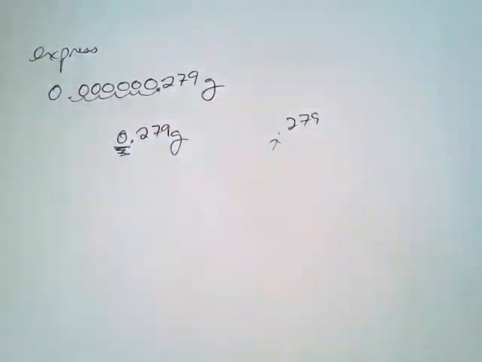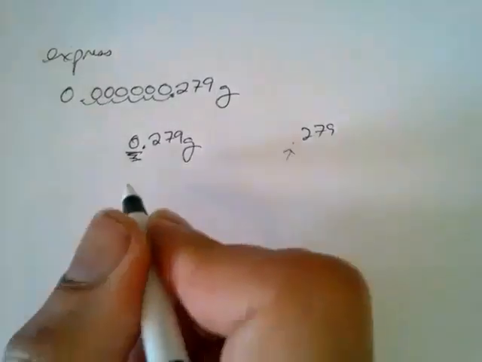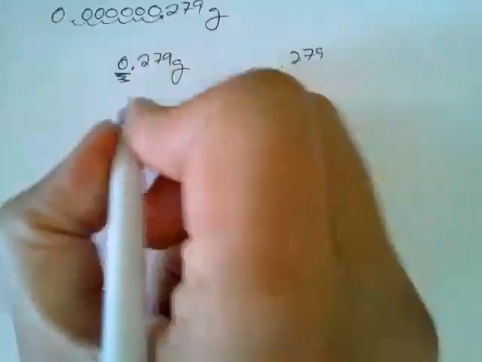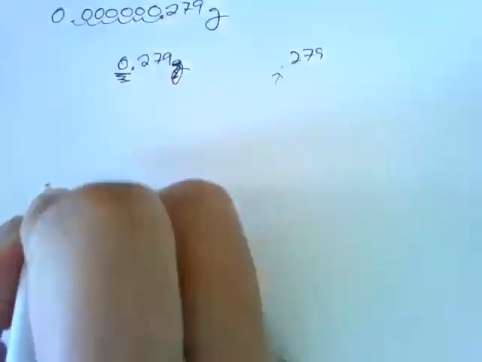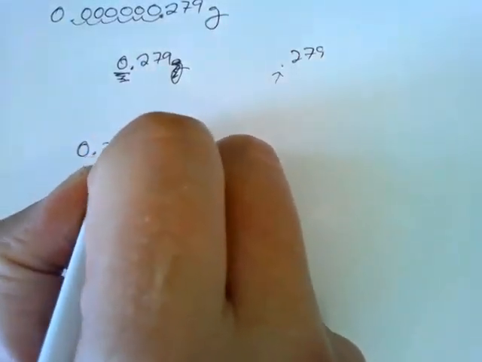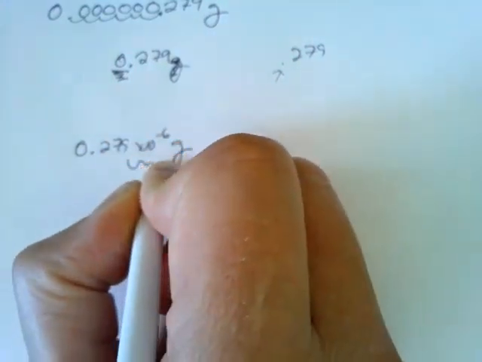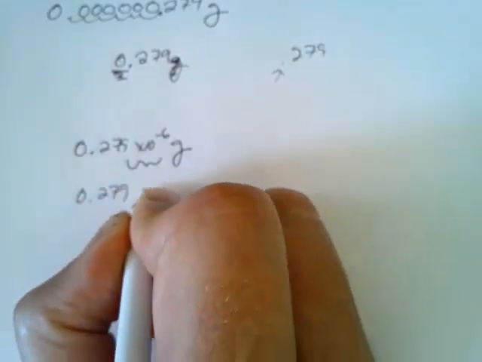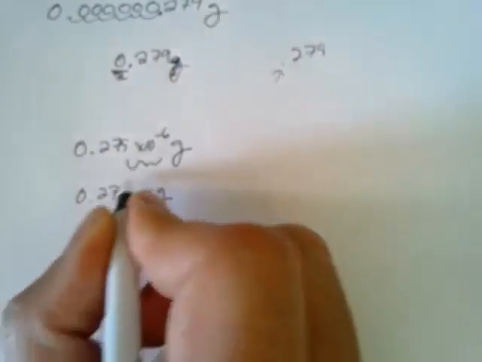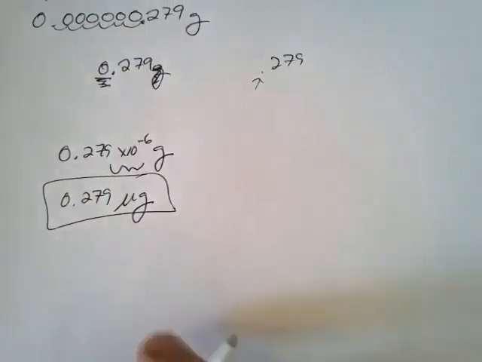So again, that initial zero is helpful just to make sure that you emphasize that there is in fact a decimal. Okay. So if we wrote it this way, 0.0279, we moved 6 decimal places, so it would be 0.279 times 10 to the minus 6 grams, and then we can make the substitution 0.279 micrograms. So this would be one of the acceptable ways to write it.